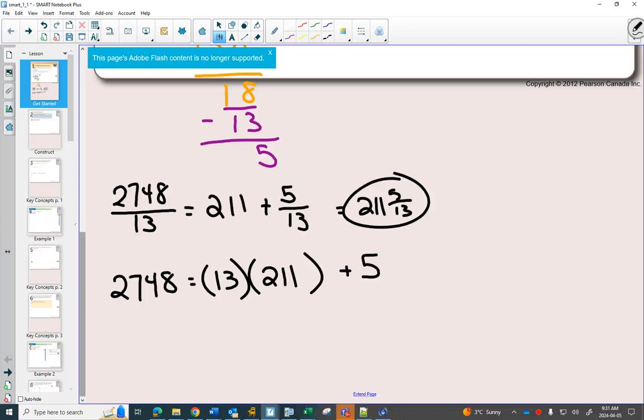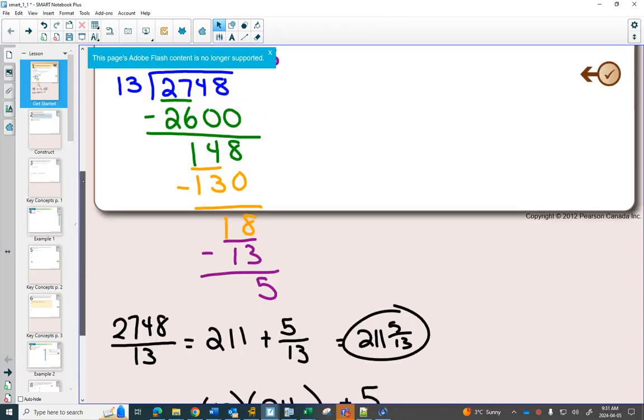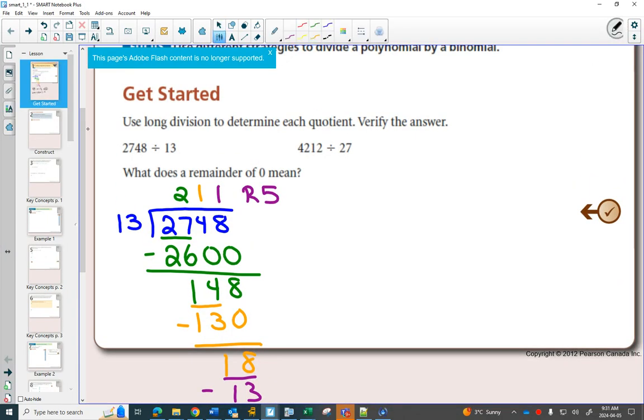What's the solution to 2,748 divided by 13? It's 2,748 divided by 13 as an improper fraction. So, that is long division. Let's do the second one together. 4,212 divided by 27.